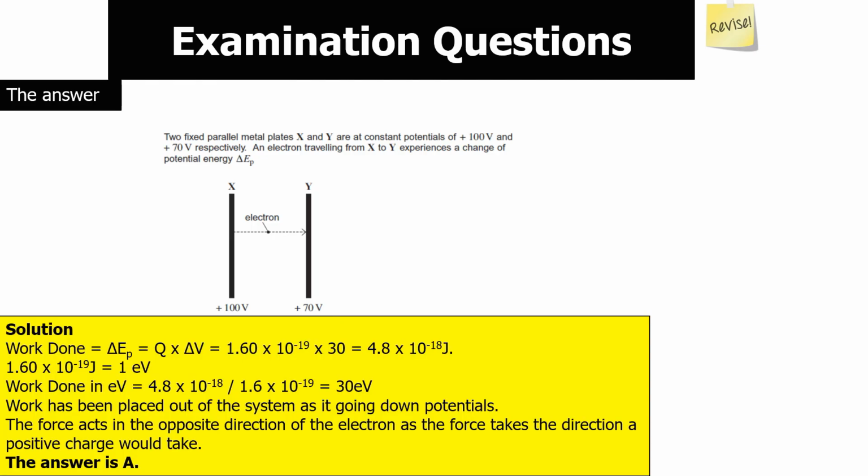Right, so the work done, which is the electrical potential energy, is Q times delta V. So the charge is the charge of the electron, which is 1.6 times 10 to the minus 19, times the change in potential, which is 100 to 70, which is 30. So our work done is 4.8 times 10 to the minus 18 joules. Now we know that 1 eV is 1.6 times 10 to the minus 19 joules, so the work done in eV is 1 divided by the other, so it's 30 eV. Now work is being done by the system because it's going down the potentials.